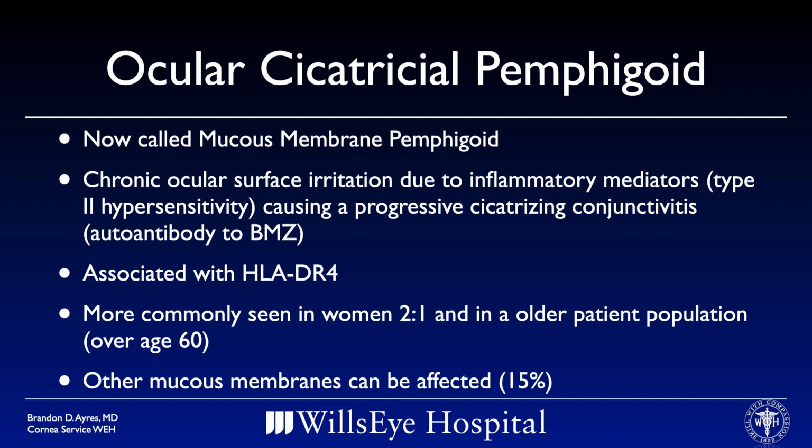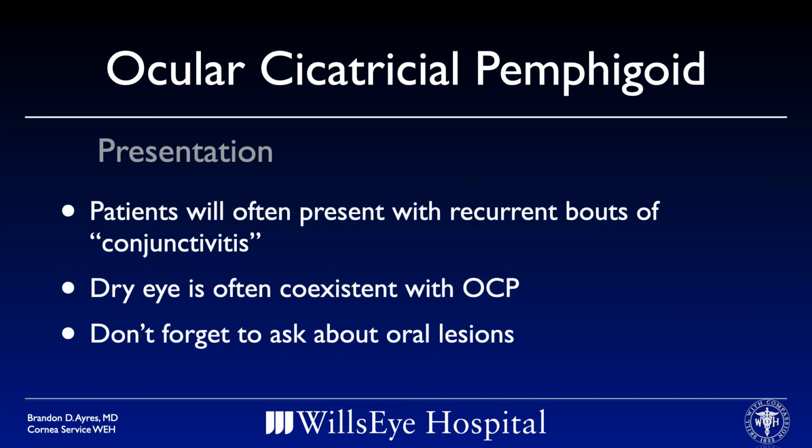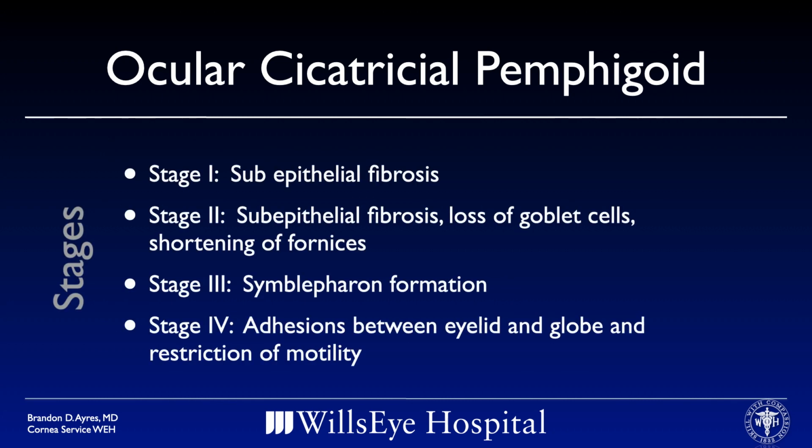Other mucous membranes can also be affected, but we are usually dealing with the conjunctiva, of course, in the eye care world. Patients will present with these recurring bouts of conjunctivitis, red inflamed conjunctiva that then ends up forming cicatrization. Dry eye is often coexistent with OCP, which makes things even more challenging. And make sure when you talk to your patients, you also ask them about lesions elsewhere.